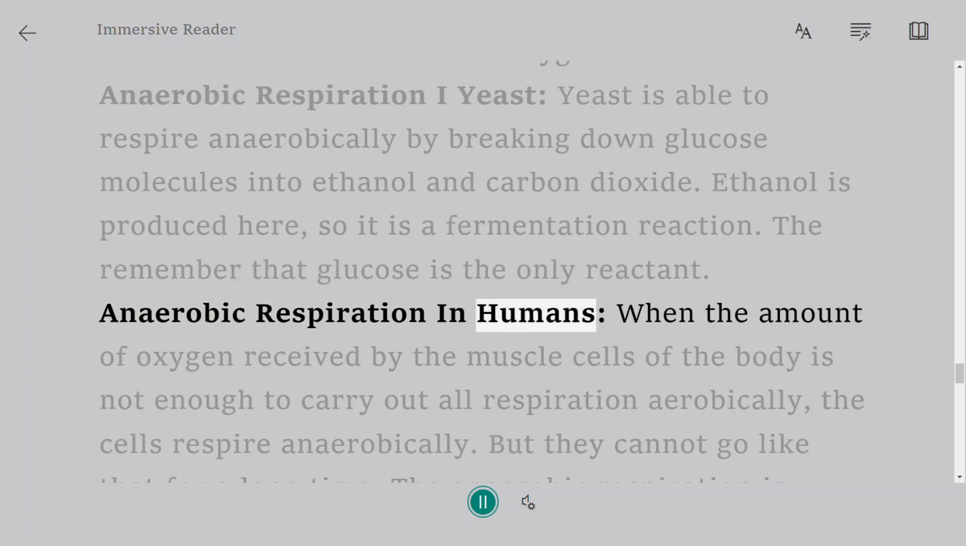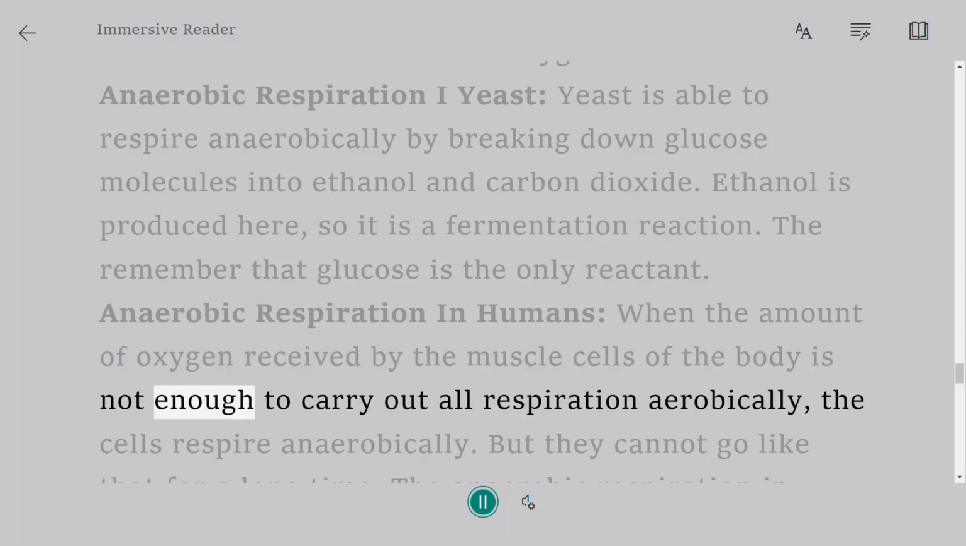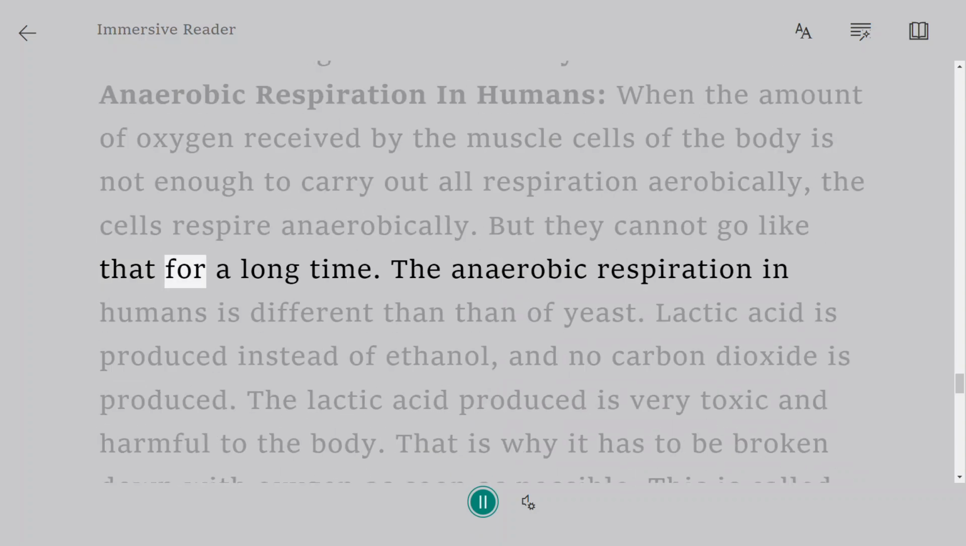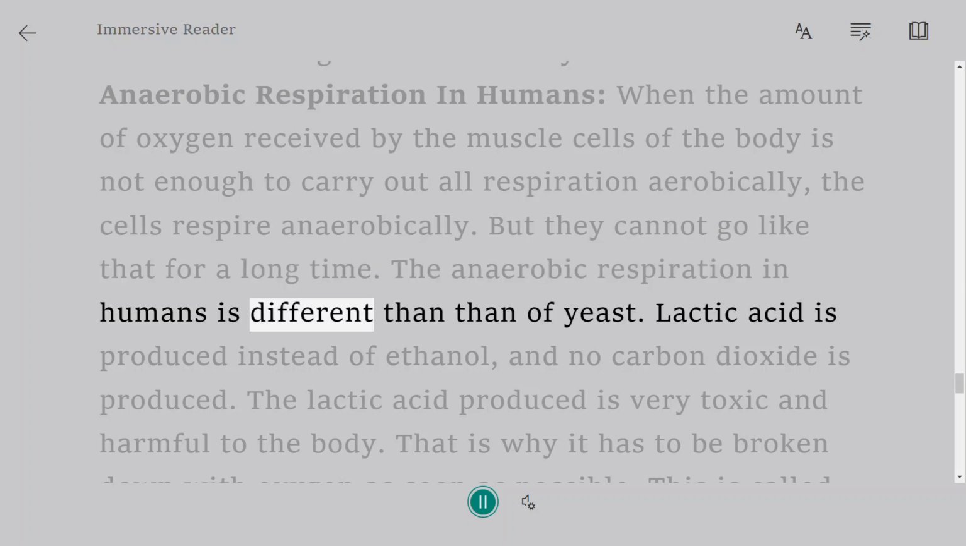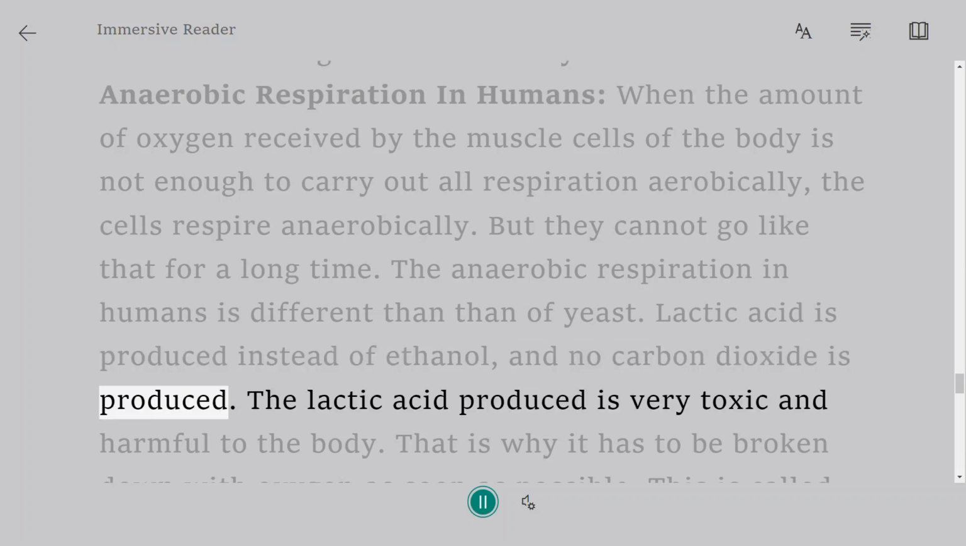Anaerobic respiration in humans: when the amount of oxygen received by the muscle cells of the body is not enough to carry out all respiration aerobically, the cells respire anaerobically. But they cannot go like that for a long time. The anaerobic respiration in humans is different from that of yeast. Lactic acid is produced instead of ethanol, and no carbon dioxide is produced.